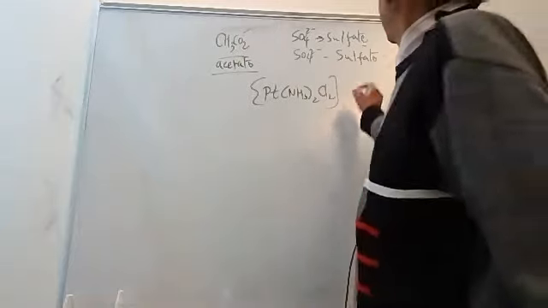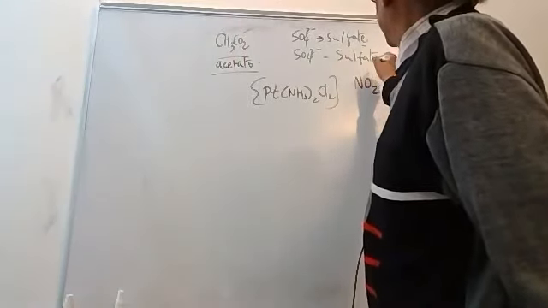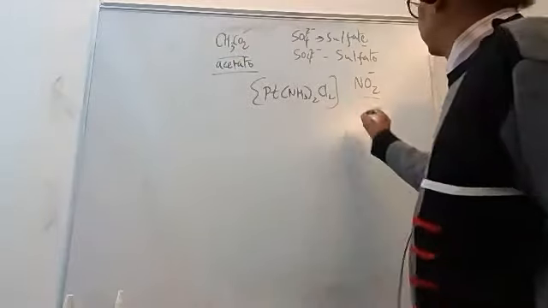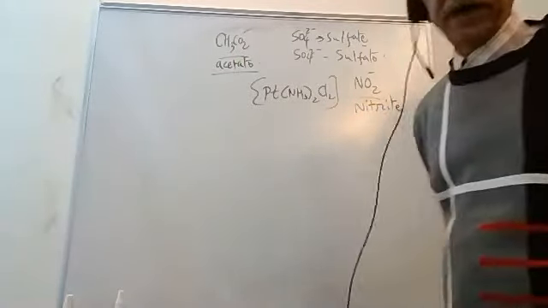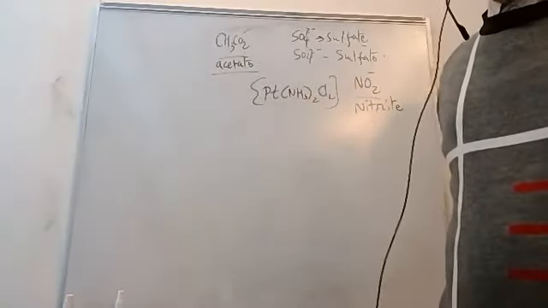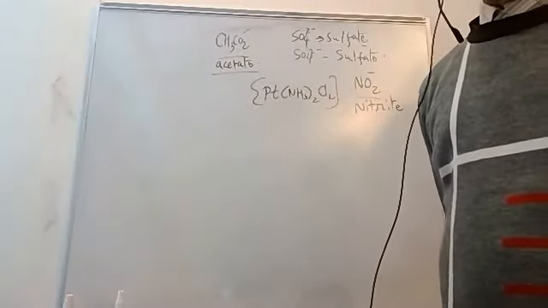Similarly, if there is nitrite, so this is the free ion, nitrite. If it is attached to a metal and forms a complex, what should we call this then?